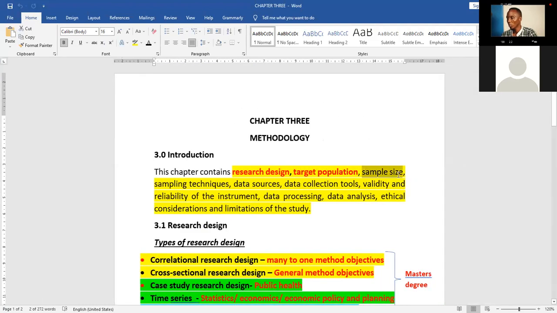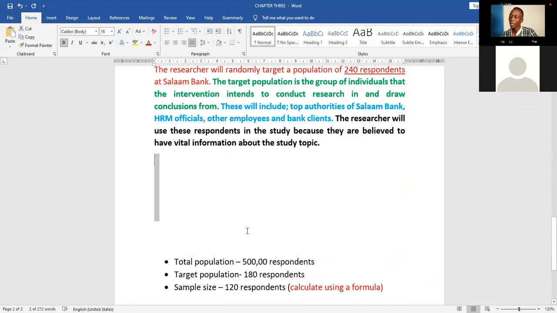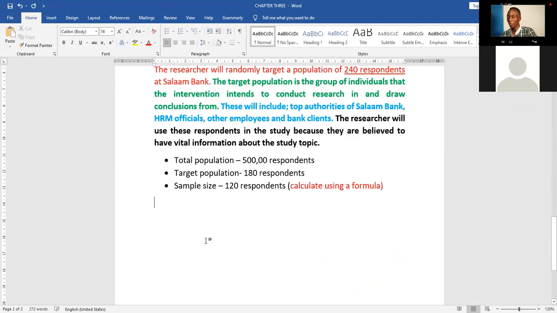Let us go to sample size. Now, for sample size, we have different types of methods that we use to determine sample size, but the most common ones are 2. So I'm going to call method 1 Solven's formula.